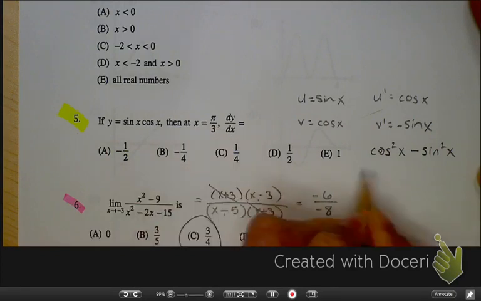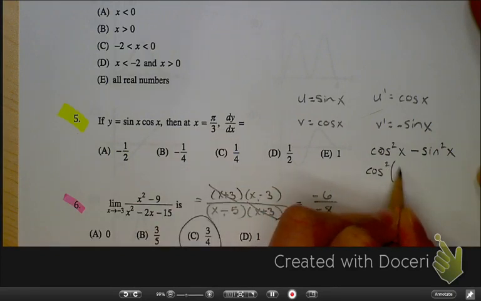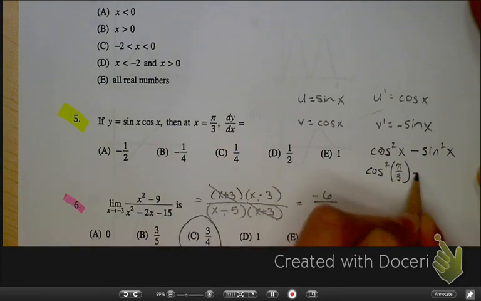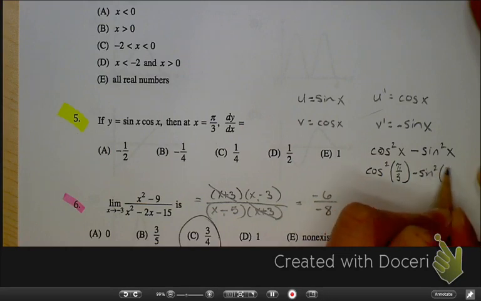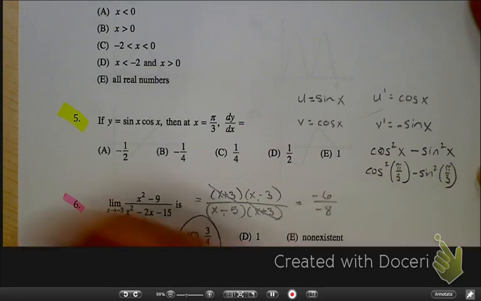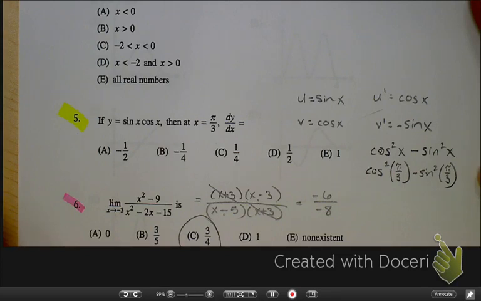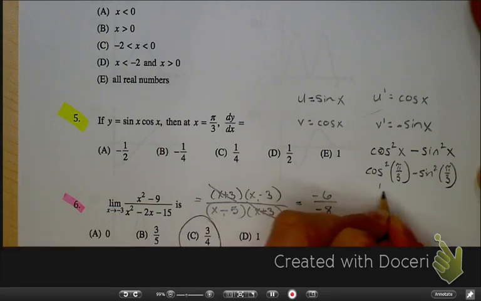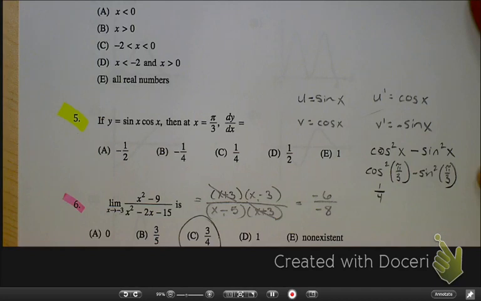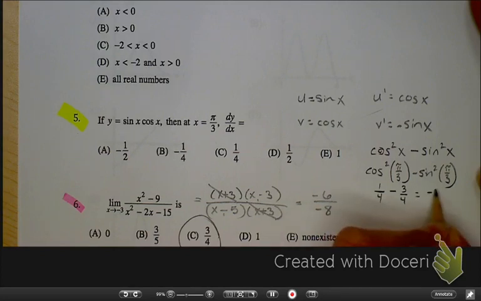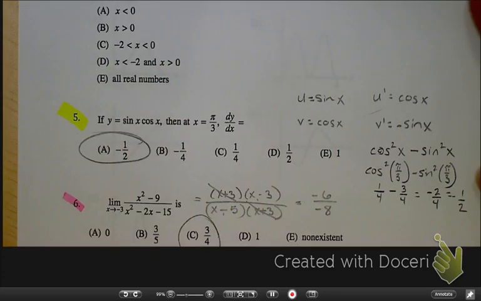If I plug in pi over 3, I get cosine squared of pi over 3 minus sine squared of pi over 3. Well, cosine of pi over 3 is 1/2, so this is 1/2 squared, which is 1/4, and sine of pi over 3 is radical 3 over 2. If I square radical 3 over 2, I get 3 over 4. If I subtract those, I get negative 2 over 4, which is negative 1/2. Answer choice A.